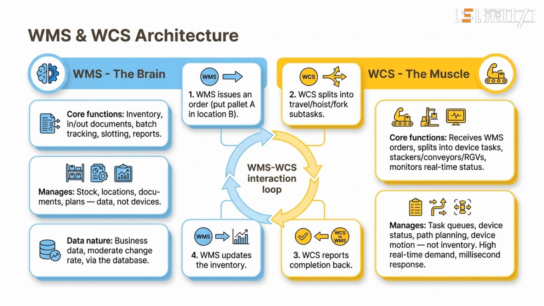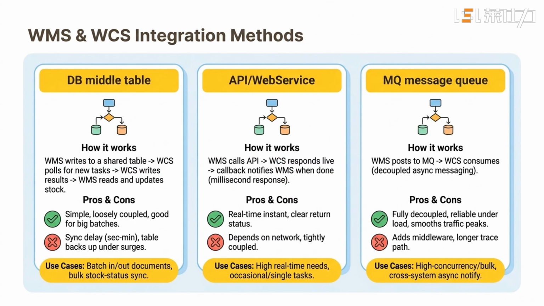How exactly do WMS and WCS connect? 3 ways: middle table, API, and MQ, which we'll cover in detail on the next page. Understanding the architecture is essential for troubleshooting data inconsistencies. WMS and WCS connect in 3 main ways. Let's take them one by one.